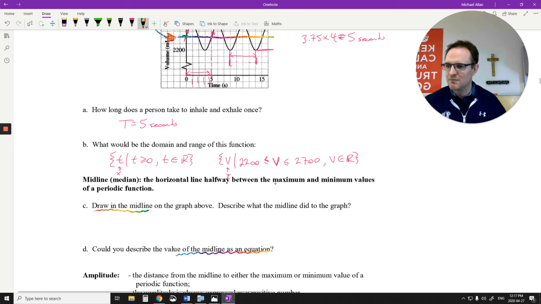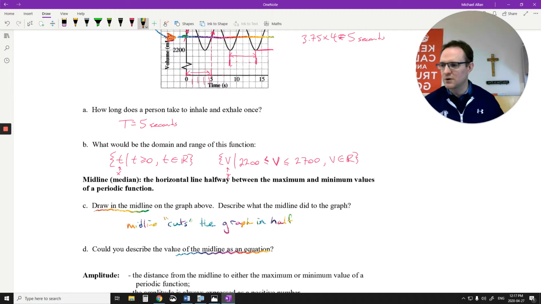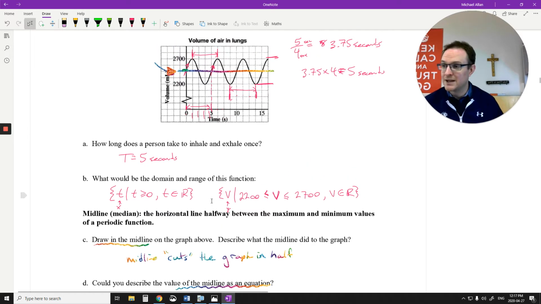Describe what the midline does. Midline cuts the graph in half. Yep. That's a general way of saying that. Now, how do we get that number?